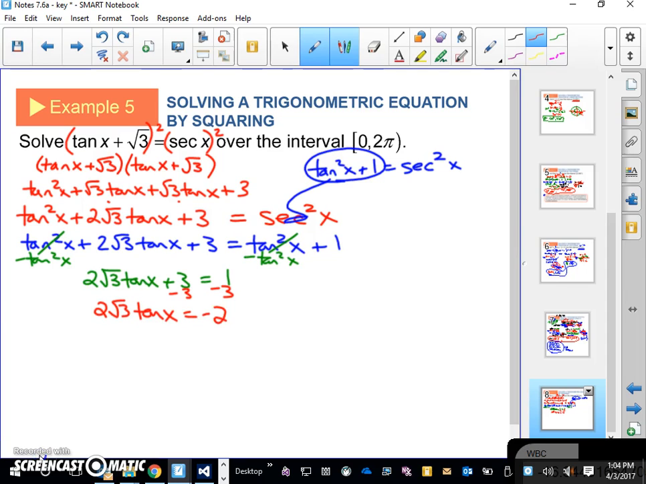Then what would we do? Divide. Let's divide by all that junk right there, 2 square root of 3. And so I'm looking at tangent x, and those 2's can cancel, so we've got tangent x equals negative 1 over the square root of 3.